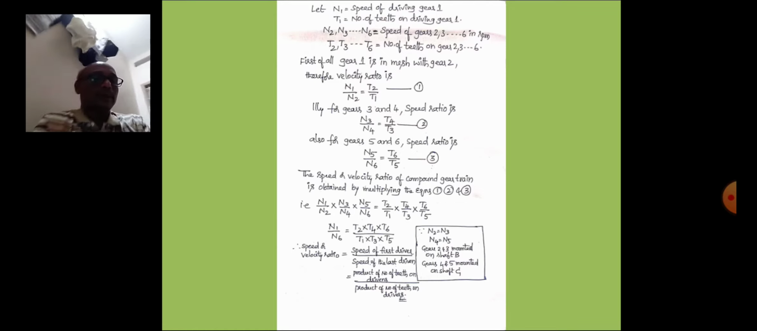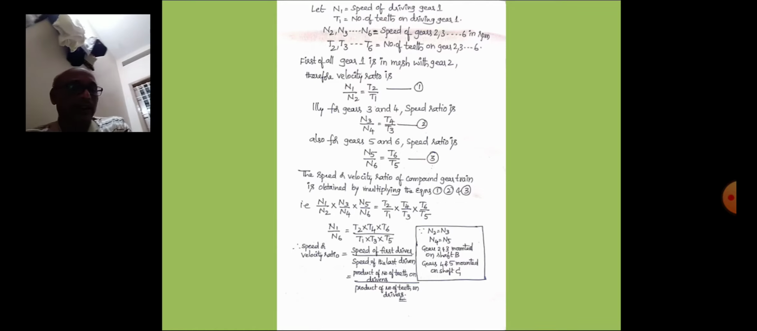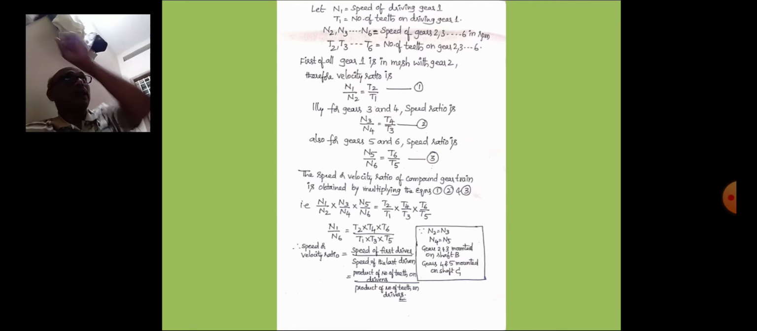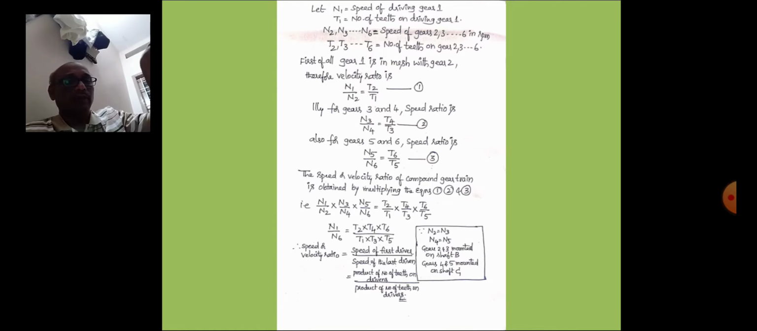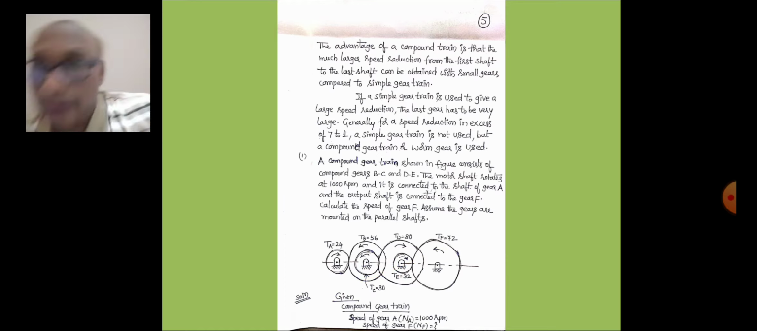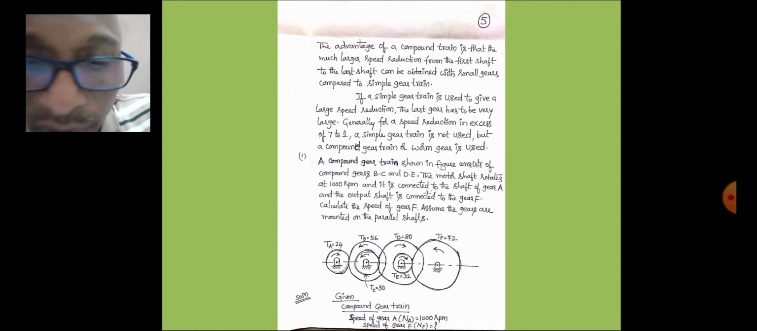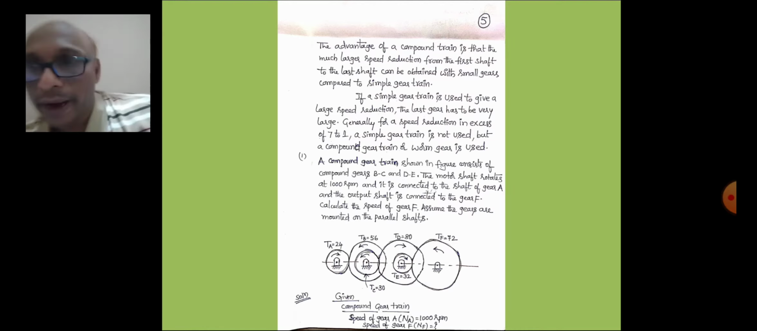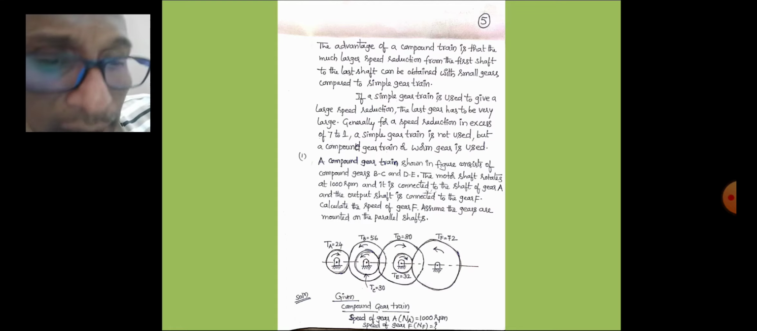So N1 by N6 is the velocity ratio, that is equal to the speed of the first driver to the last driven, which equals the product of number of teeth on the drivens by the product of number of teeth on the drivers. The advantage of a compound train is that a much larger speed reduction from the first shaft to the last shaft can be obtained with small gears compared to the simple gear train.